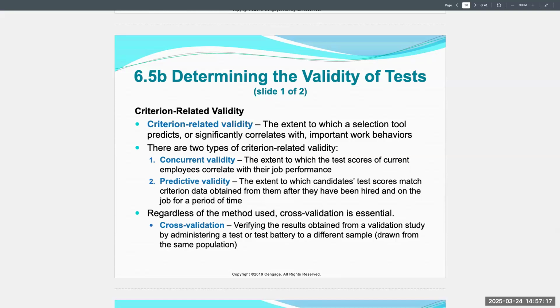Regardless of which method you use, you can do something called cross-validation, and it's essential. This means testing the tools again with a different sample to ensure the results aren't due to chance. So if you test your work in one group but not another, it might not be reliable.